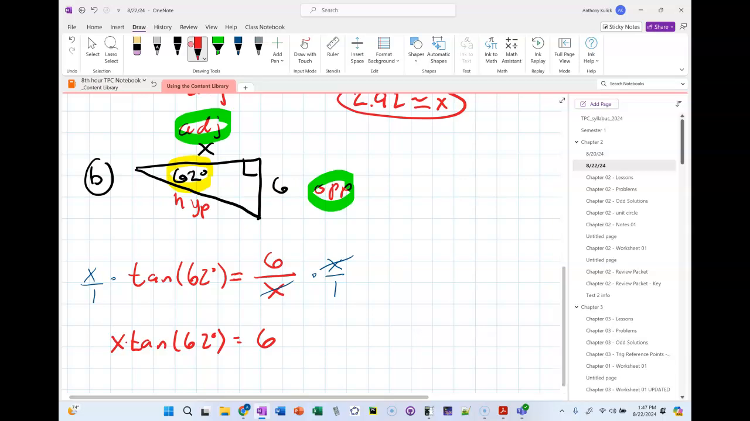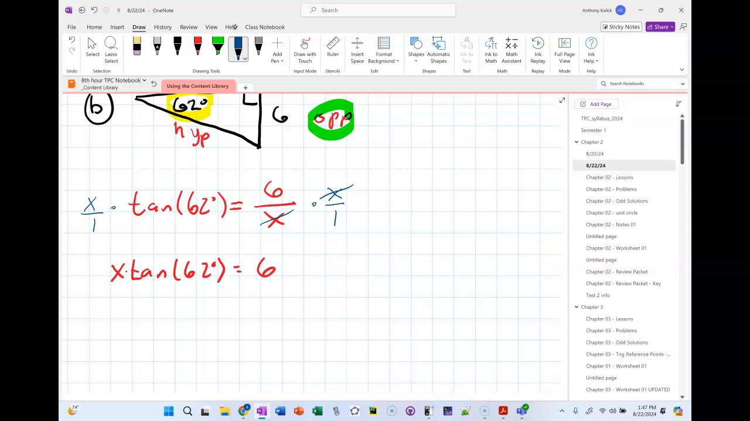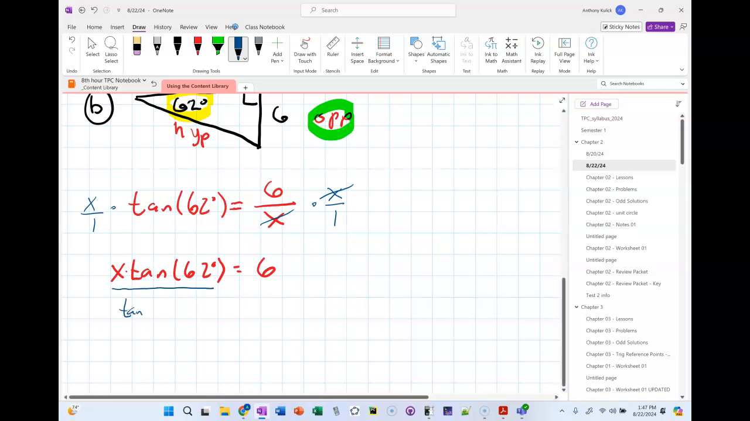So far, so good. And now the x is out of the denominator, but it's still not by itself. What should I do next? Divide by tangent 62. Remember, tangent isn't a number, it's an operation. But tan 62, that's a number, right? Tan 62 is just some crazy decimal that your calculator will output. Tangent is like the square root symbol. You can't divide by the square root symbol. You can divide by the square root of a number.